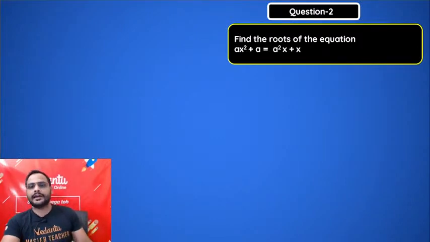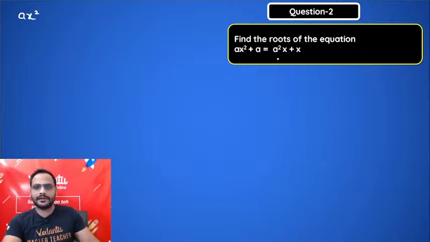Okay, next, find the roots of this equation. We have the equation as ax square, and here also we have ax square. Look carefully here, I also didn't see it carefully. This is a square x. So the variable is x, and a square is the coefficient. So shifting a square x over there, and x also over there, it becomes minus x, and plus a was already there.